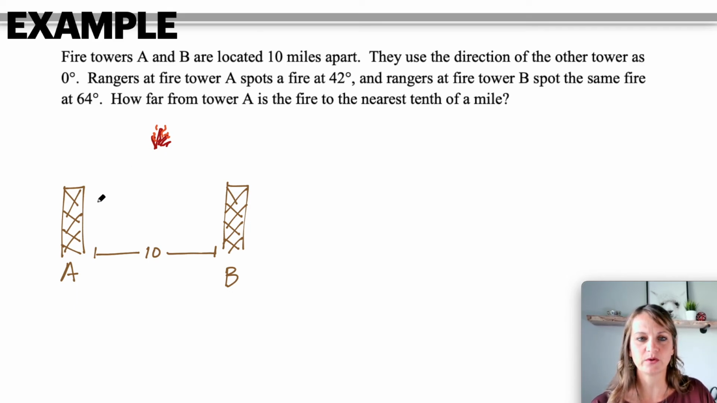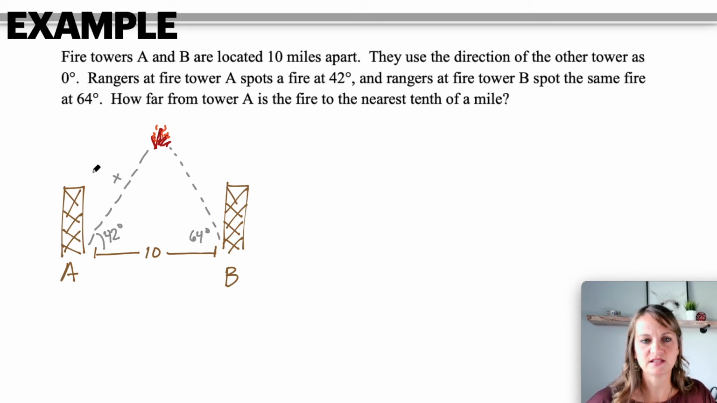They spot it at 42 degrees from A. So if I was to draw a line of sight, then this would be 42 degrees. And the Rangers spot the same fire at 64 degrees of their line of sight. They want to know the distance from Tower A to the fire. So we have a side, but we don't have its opposite angle, but we can find it.